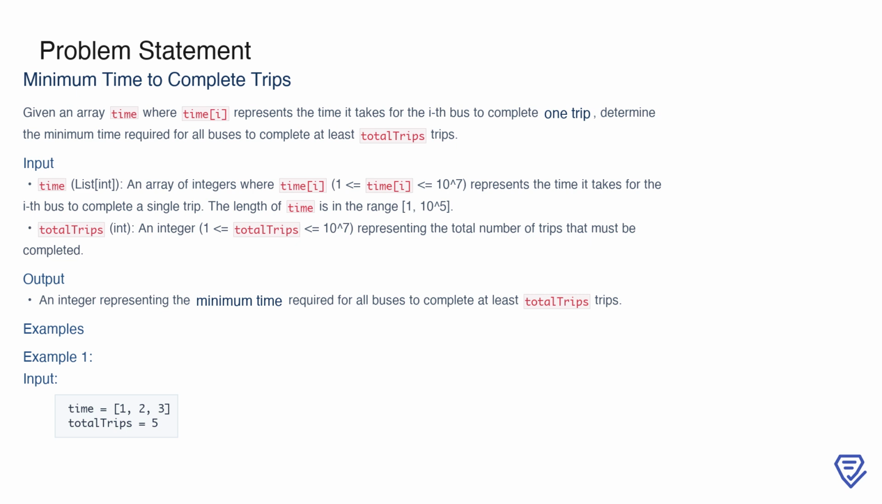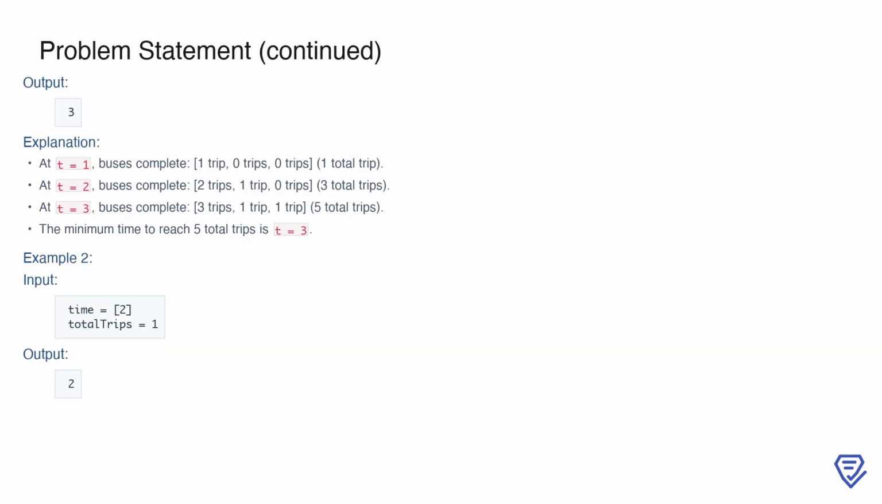Let's look at specific examples to better understand how this works. For the first example, we have time equals [1, 2, 3], and total trips equals 5. The output is 3. Here's why: at t equals 1, the first bus completes 1 trip, while the other 2 buses have yet to start their first trip, resulting in a total of 1 trip completed. At t equals 2, the first bus completes 2 trips, the second bus completes 1 trip, and the third bus still hasn't started, making the total 3 trips.